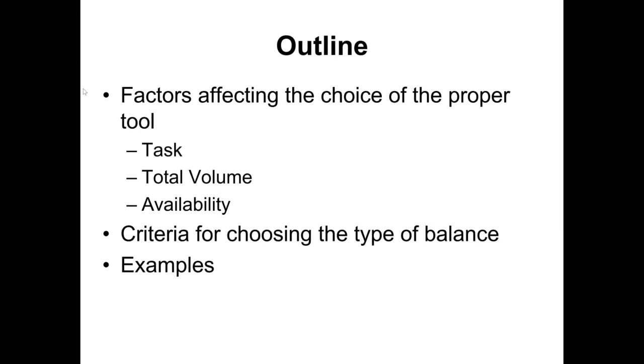Then we'll discuss very briefly, it's very simple, how do you choose the right type of balance depending on the mass that you have to measure? And finally, we'll go through 4 examples so you get a sense of, within a certain experiment, what would you choose? How would you choose the appropriate tools to apply basically these 3 main criteria of task, total volume, and availability.